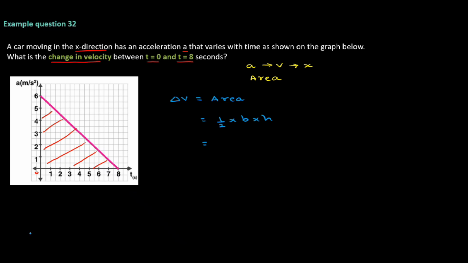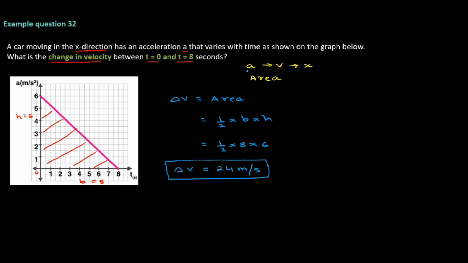Base is the value on the time axis. So if you look at time axis, my triangle goes from 0 to 8 seconds. So base is 8. And the height is the value on the acceleration axis. So you're going from 0 to 6. So your height h is 6 meter per second squared. I will substitute that here. Half times 8 times 6. That gives me the change in velocity to be equal to 24 meter per second.